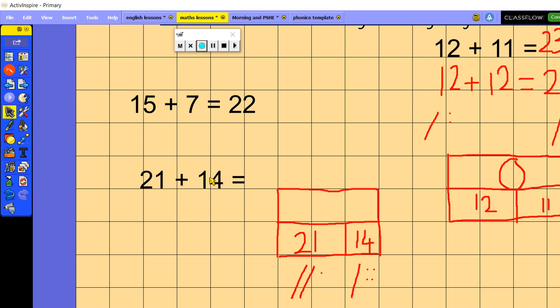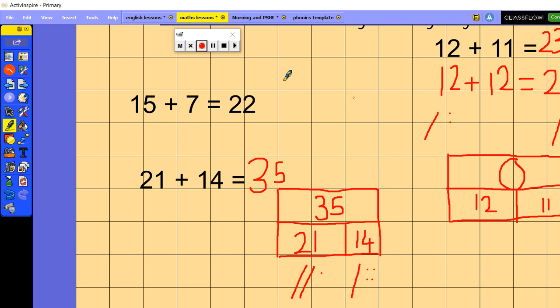So I'm now going to work out 2 tens add 1 ten, which is 3 tens are 30. So we've got 10, 20, 30. And then I'm going to add my ones. So we've got 1, 2, 3, 4, 5. So when I add those together, I know that I have got 35. So my answer that would go in the top of my bar is 35. And the answer to my calculation is also 35.